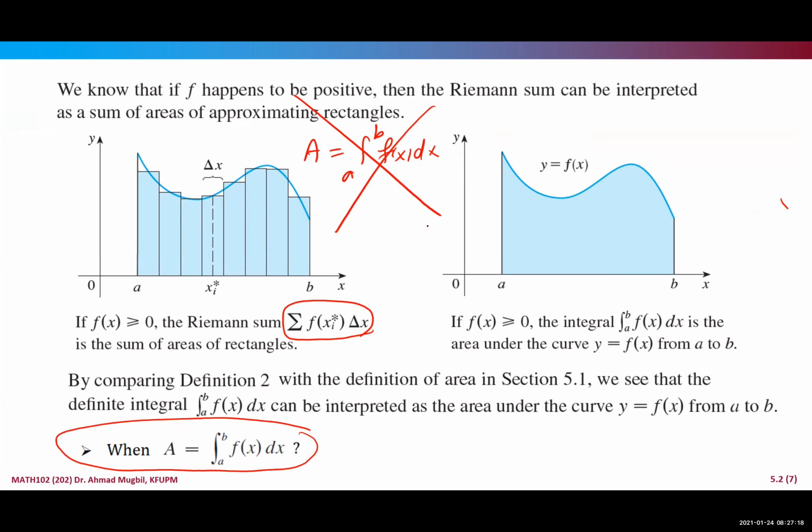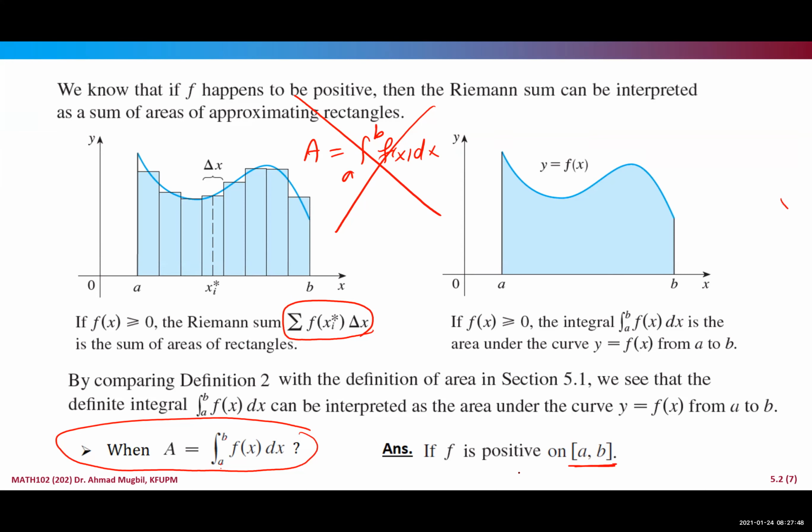When the function is positive. Not always positive, but positive on the interval that you will integrate. If it is positive on the interval of integration, when you integrate from A to B, then the area will be identical to the definite integral. Okay? The question is, what about if it is negative?